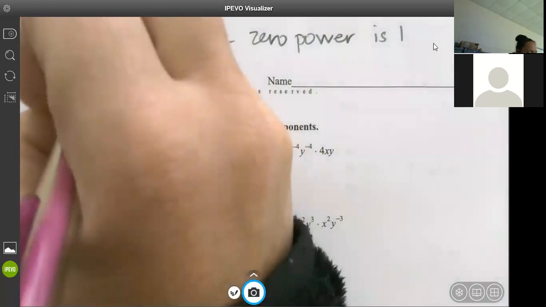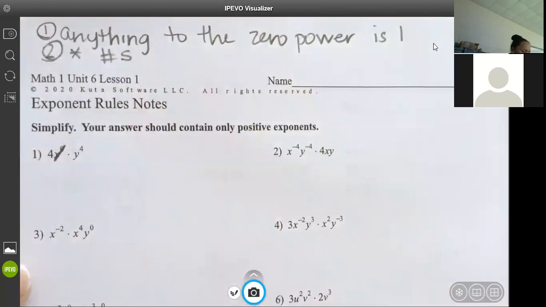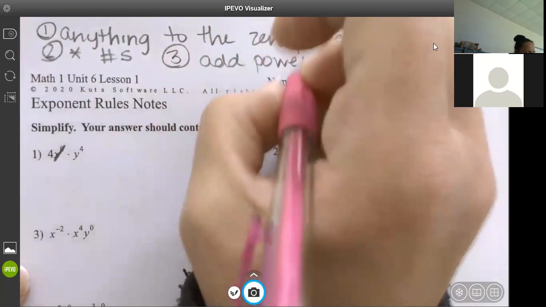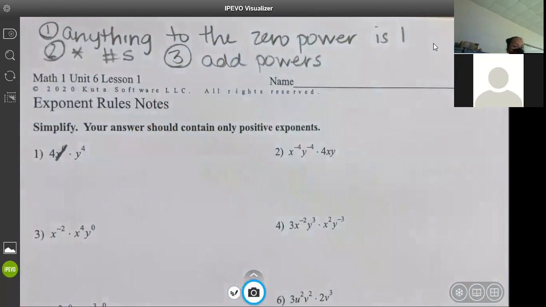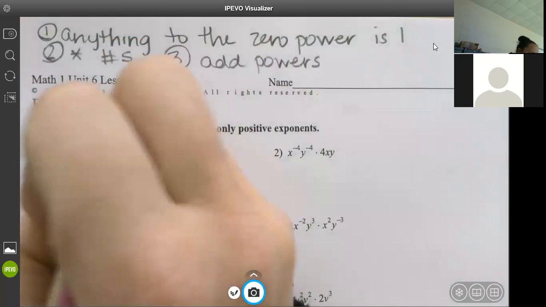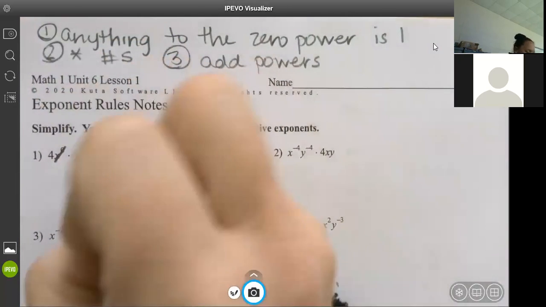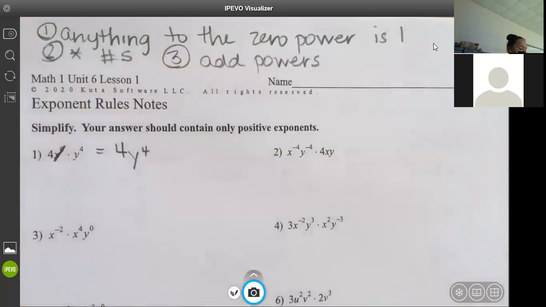The second thing is you're going to multiply all the numbers together. And the third thing is you're going to add the powers. So on number 1, I marked out x to the 0 because it causes a 1. The only number that you have is a 4. And then with everything else, you have a total of 4 y's. And that's literally all you do. Okay.